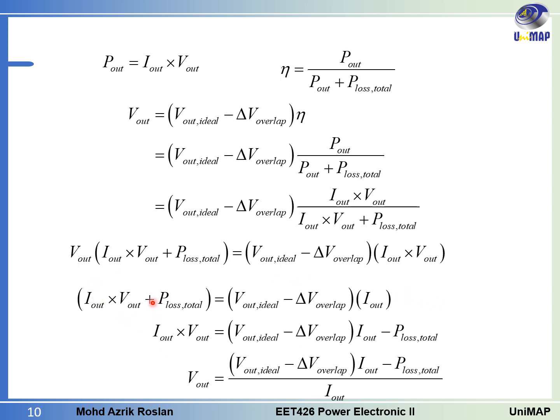Then we can move this P loss total to the right side, and after that we can move the I out to this side. So the remaining V out equation is this one: V out ideal minus delta V overlap times I out minus P loss total, divided by I out. If you see from the previous slide, this is the final equation that we use to find the V out.